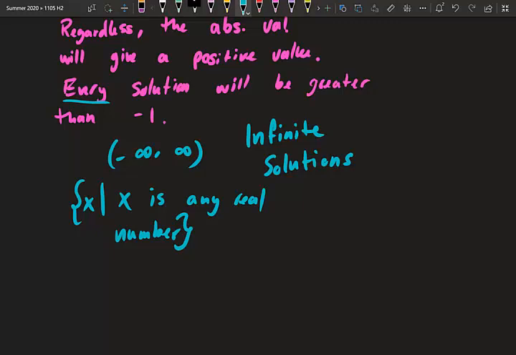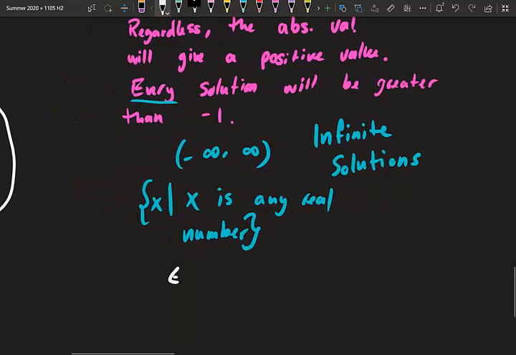So all real numbers is infinite solutions, x such that x is any real number. That just means it will always be greater. Every solution will be greater. Those are 3 ways you can write your answer. To graph it, it would literally just be a line on top of the number line, meaning it's going to negative infinity forever and it's going to positive infinity forever.